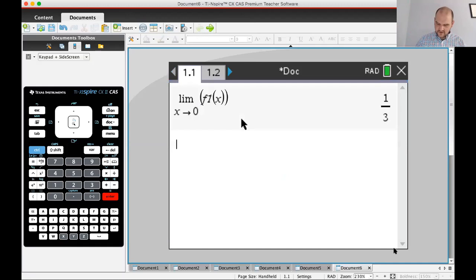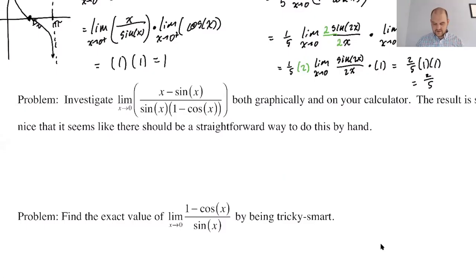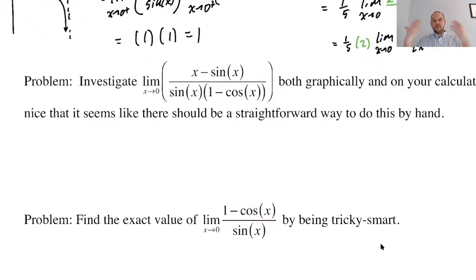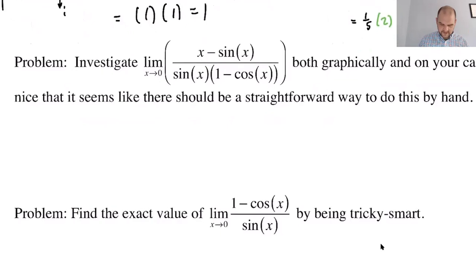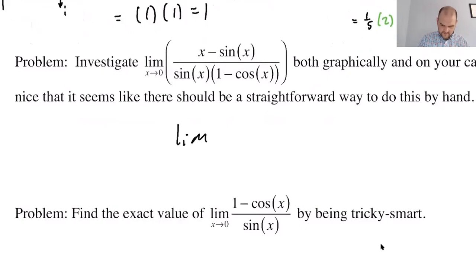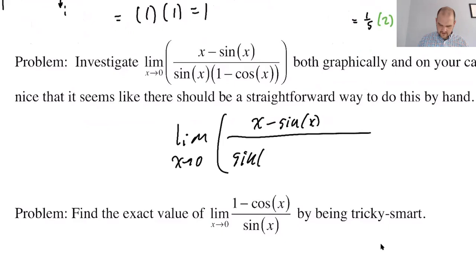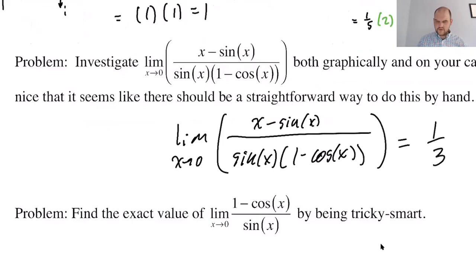I've never found the secret way. I don't know where I first ran into this problem in life, or if I was just cobbling stuff together. I don't know. But anyway, the limit as x approaches 0 of x minus sine of x over sine of x times 1 minus cosine of x. Whoosh. Hope you were hoping to make a lot of parentheses. Is 1/3. What the heck?